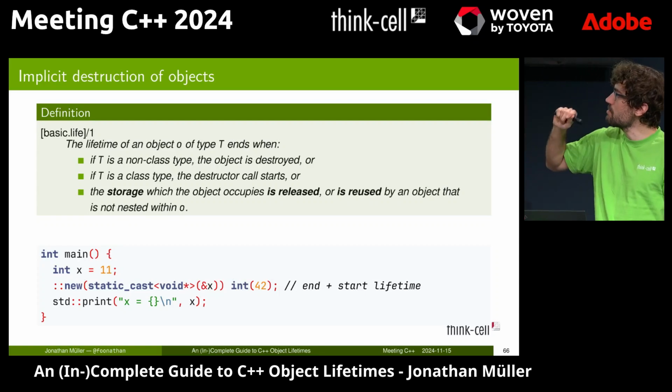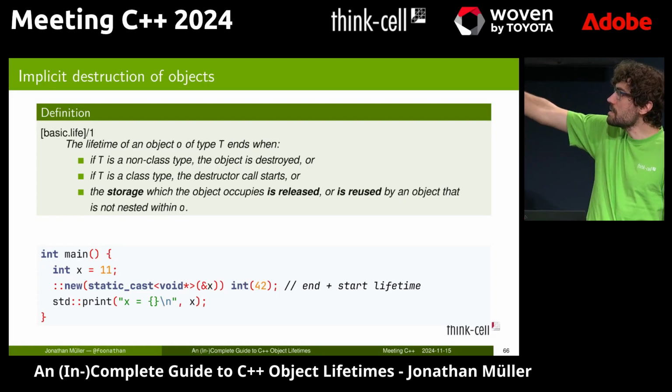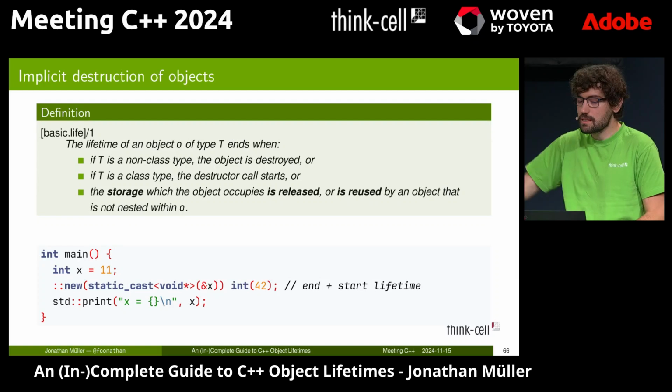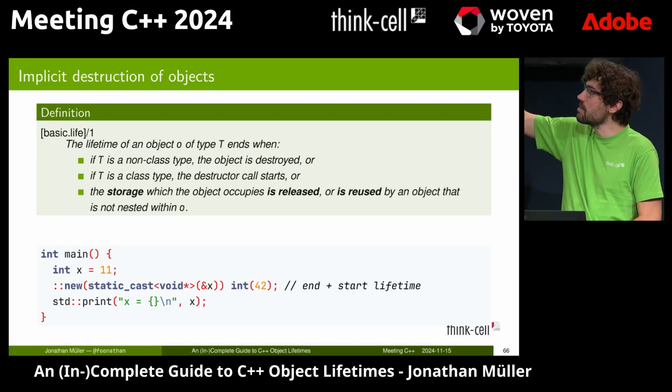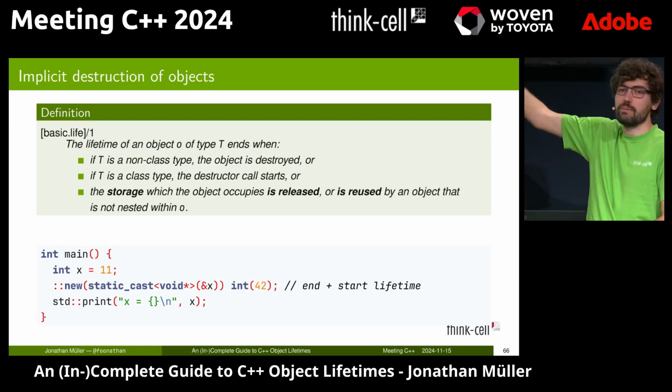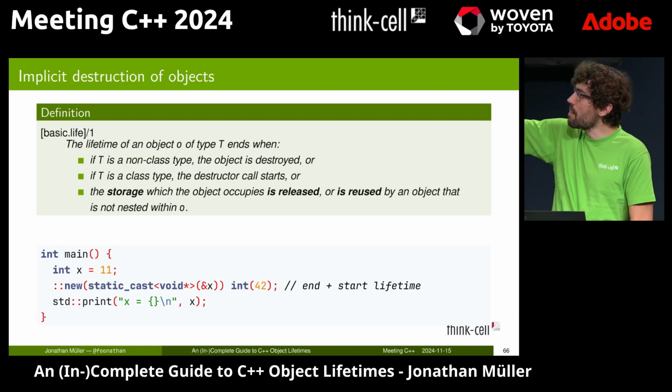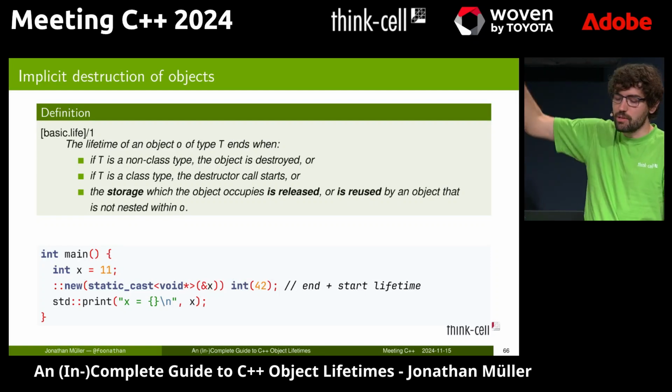So when we go back to the code from the previous level, we have an end x, and then we call placement new. This reuses the storage of our x object, so it ends the lifetime of x and starts the lifetime of a new one. Right? So this both ends the lifetime and starts the lifetime because we reuse the storage.